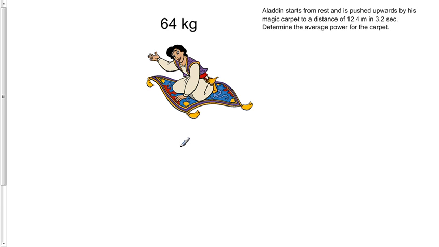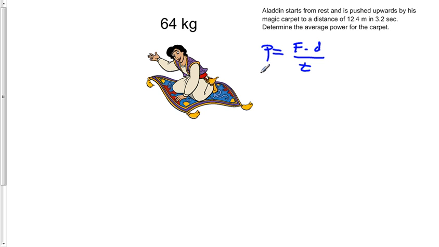In this question here, we have Aladdin starting from rest and pushed vertically upwards by his magic carpet and given a distance of 12 meters and 3.2 seconds. And it's our job to find the average power in this case. Well, every time I hear power, I'm thinking of the equations that are involved with this. This time, we're asked to find average power. So power is equal to force times distance divided by time.